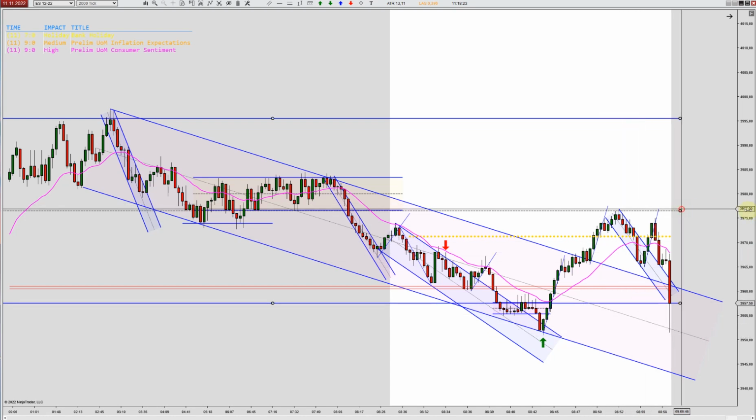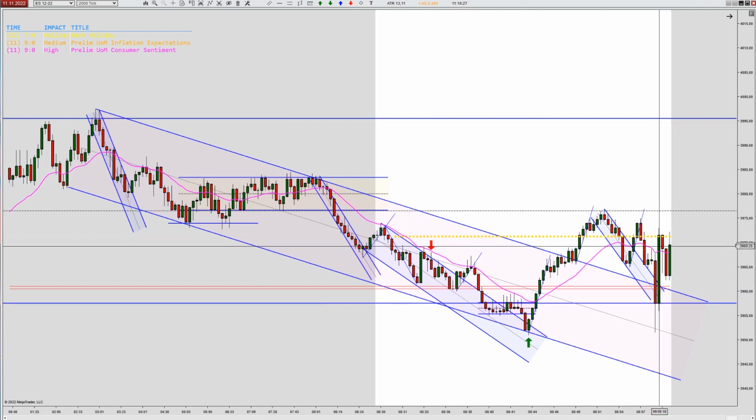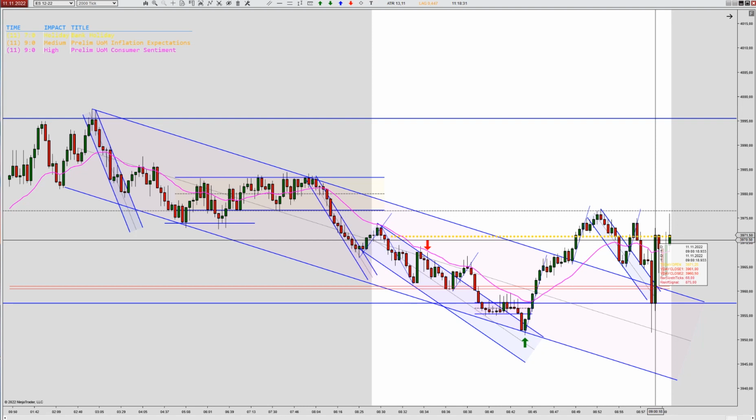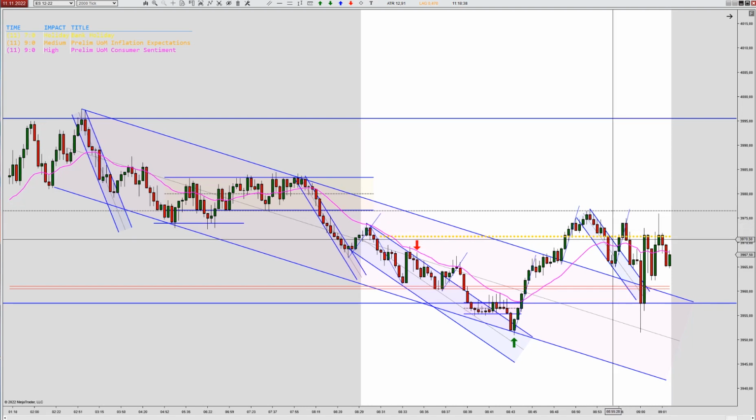So right now, we're just waiting. Wow, look at this bullish bar, this is crazy. You don't want to trade this. This bar has like 86 ticks. This is crazy. Just stay out of these trades.